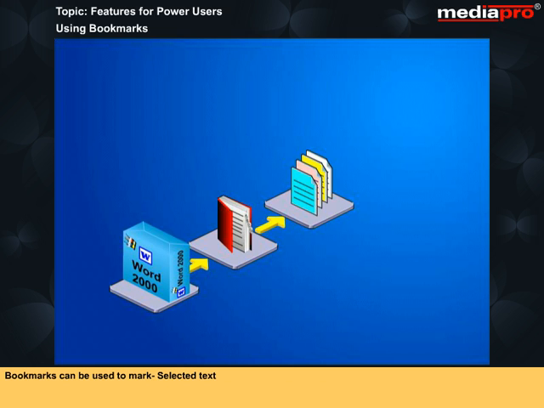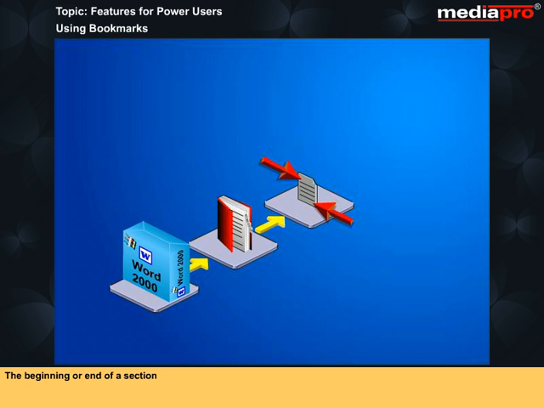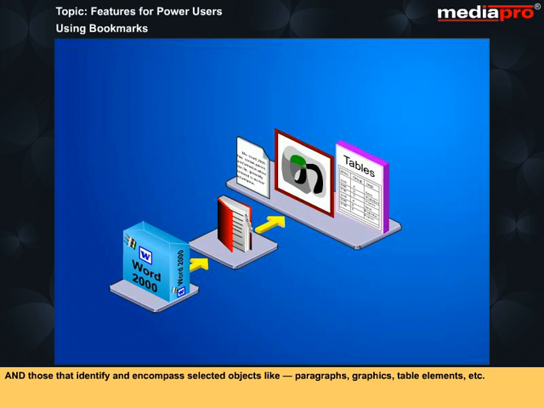Bookmarks can be used to mark selected text, rows or columns, graphics, the beginning or end of a section, the current place of the insertion point which can be referenced at a later time, a range of pages for indexes. As you can see, bookmarks are essentially of two types, those that mark a specific location and those that identify and encompass selected objects like paragraphs, graphics, table elements, etc.